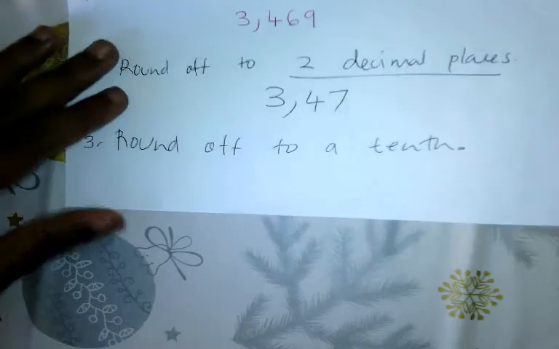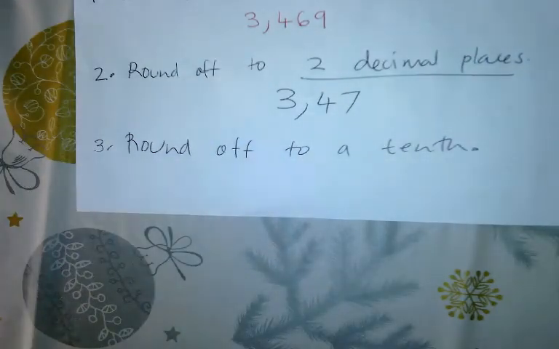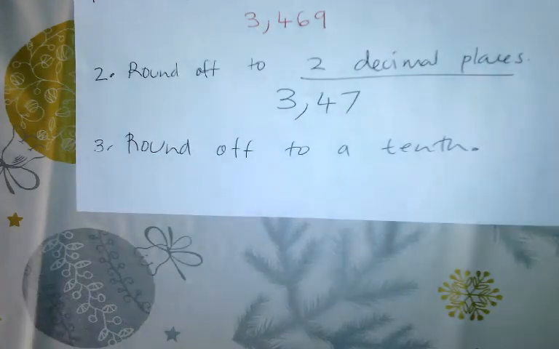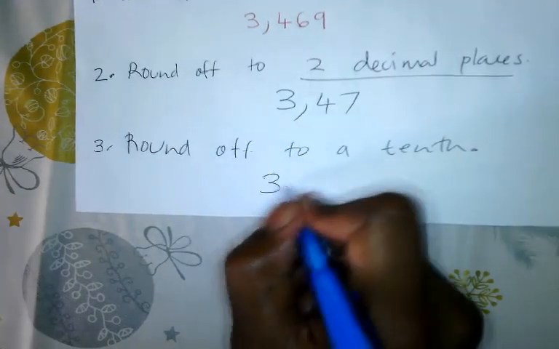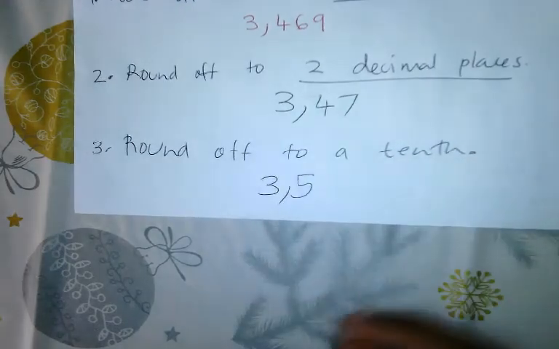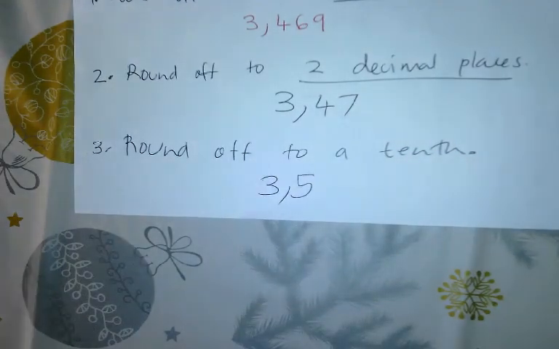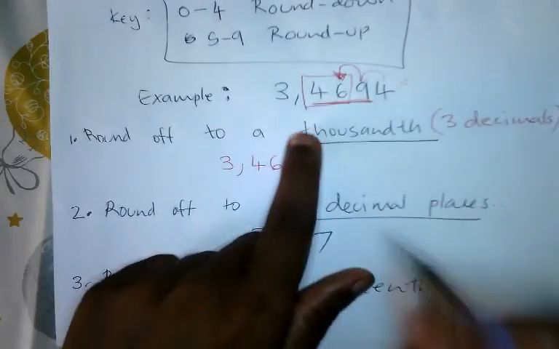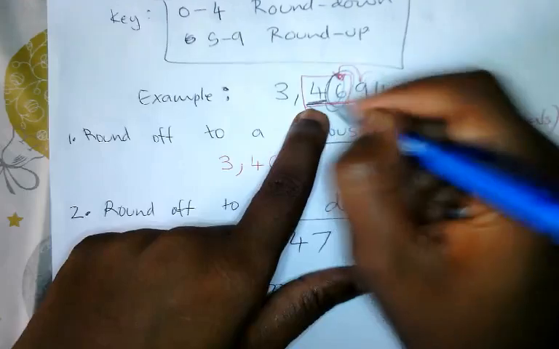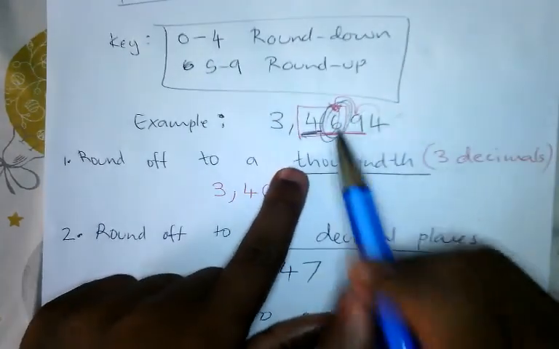Done. What is the answer? 3,5. They want how many numbers after the comma? Only 1 digit. So I wait here by the 4. I look at this number. Is it more than 5 or less than 5? More. So it adds 1 to that one. Are we all clear? The last question.